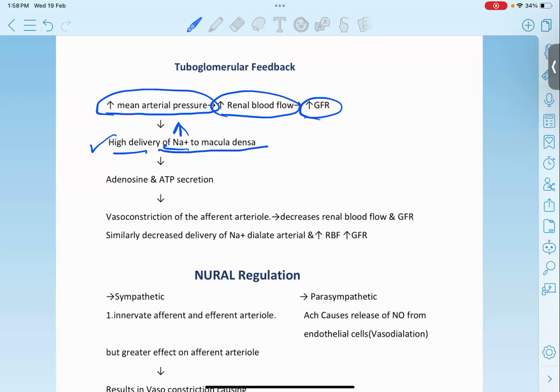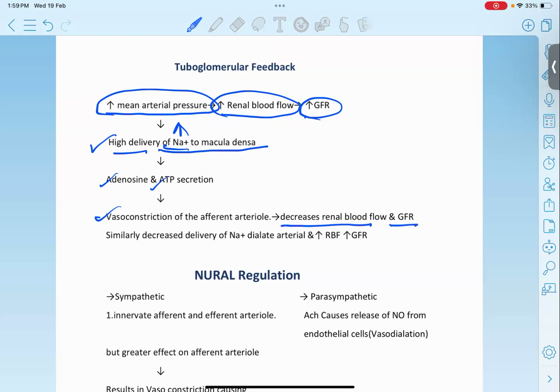So if there is a high delivery of sodium to the macula densa, it is going to activate the tubulo-glomerular feedback mechanism, and as a result there is going to be secretion of adenosine and ATP. This adenosine and ATP secretion works as a vasoconstrictor. So they will cause vasoconstriction, and ultimately decrease renal blood flow and GFR.